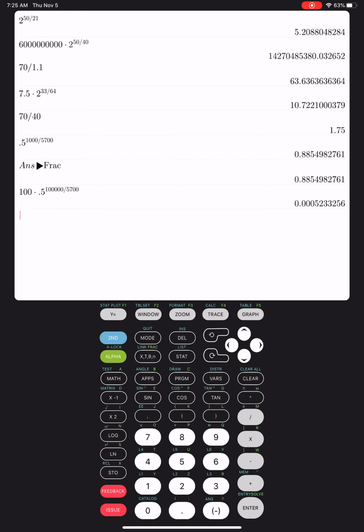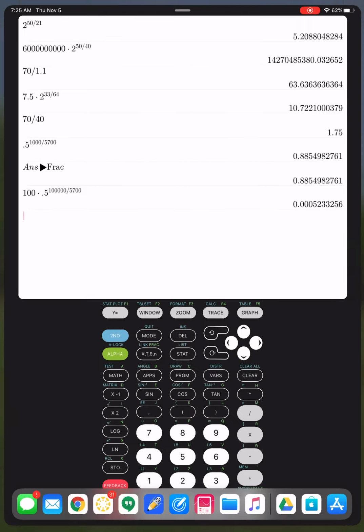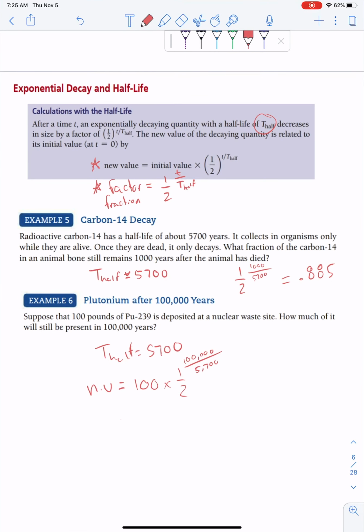So there is going to be 0.0005 pounds left after 100,000 years. So less than a pound, but we only started with 100, and it's been 100,000 years, but there's still some of this material that's left over. Even after 100,000 years, we still have some of it left behind. Now be really careful when you're using these formulas. Your t and your T half, I should make that a capital T.